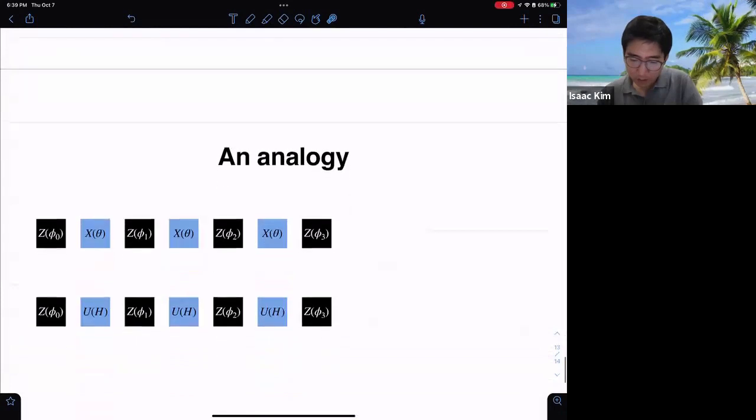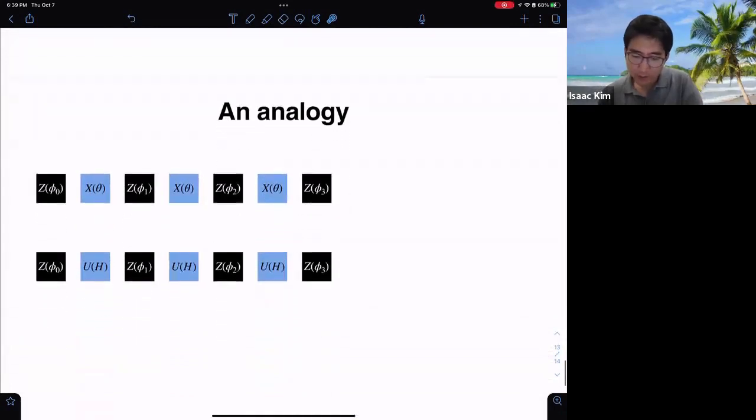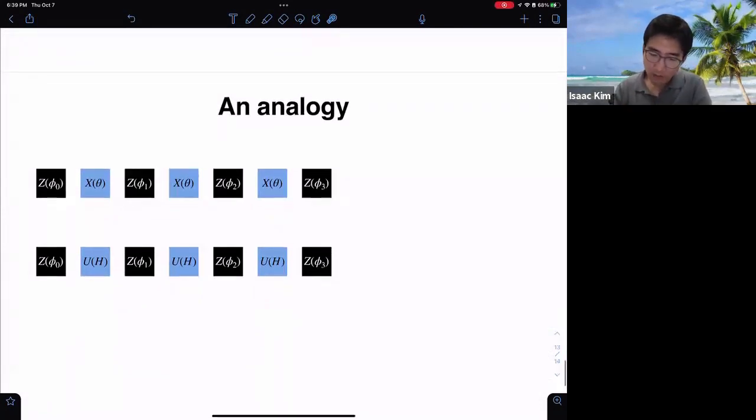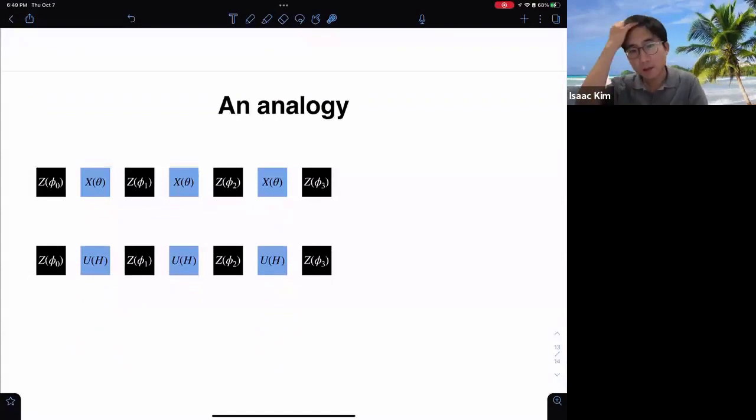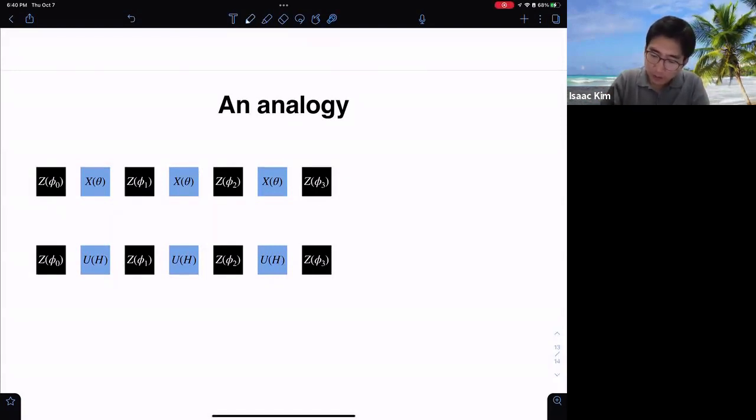Okay, I realized that we're talking about something not so related to Hamiltonian simulation. So this is a good time for me to tell you about the analogy. At a high level, what is shown above is the sequence of unitaries that I've shown for quantum signal processing. And what is shown below is a sequence of unitaries that we will use for qubitization.